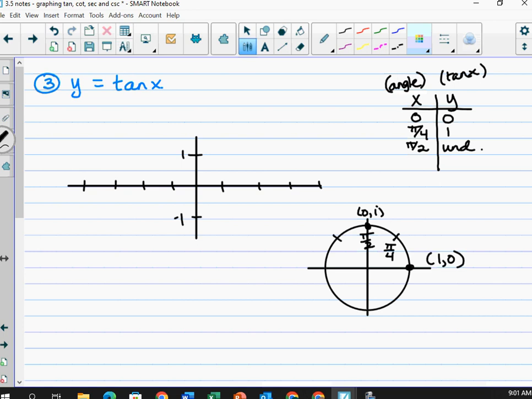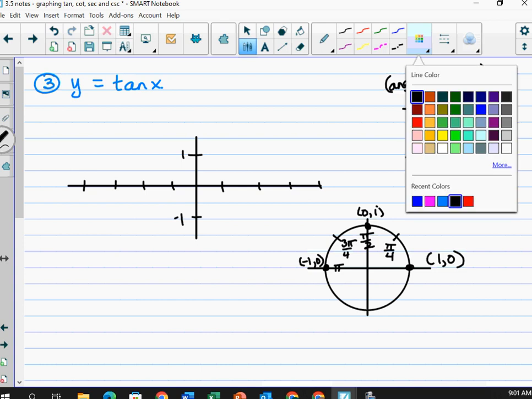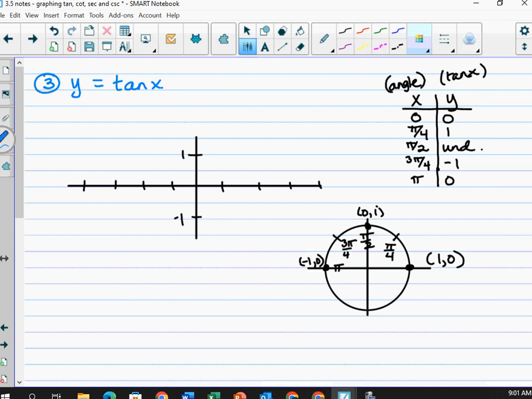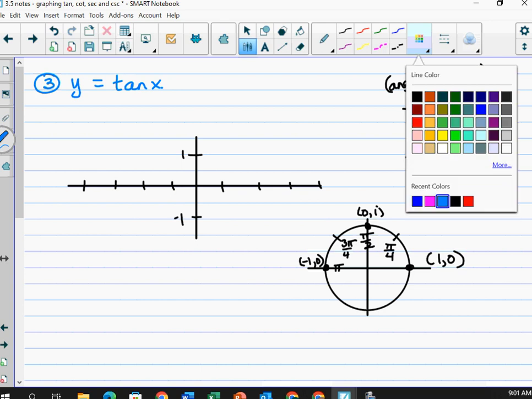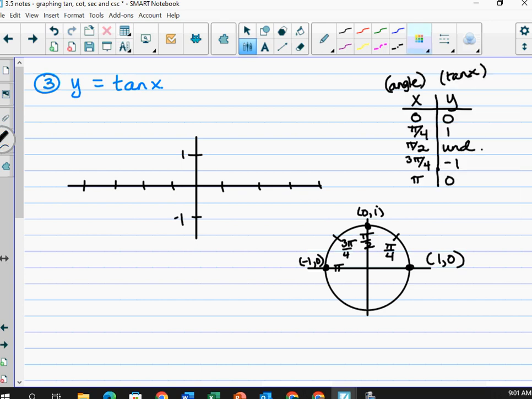Just 2 more, guys. We're going to do 3 pi over 4. What do you think the tangent at 3 pi over 4 is? -1. Good job. And our last one is pi. What's the tangent at pi? 0 again. All right.